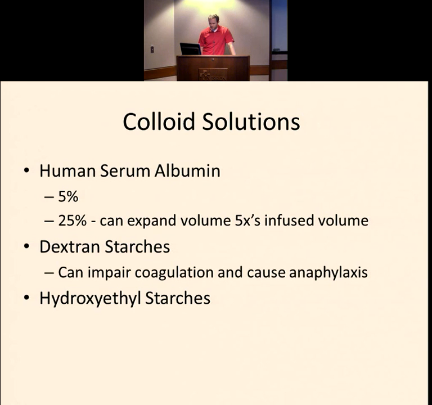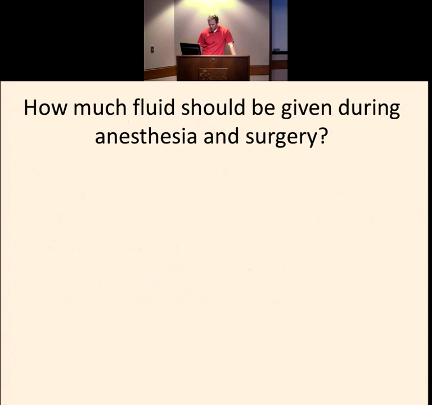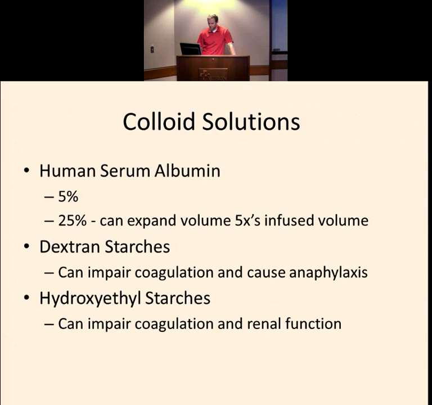And then hydroxyethyl starches or Hespans have also been found to cause coagulation problems and impair renal function. But some of that depends on where you look in the research. But per your textbook, dextran starches and hydroxyethyl starches both cause coagulation problems and renal function problems. Well, anaphylaxis from dextran, renal function from the Hespan. All right, so those were crystalloid versus colloid. The different types that we have, different uses, what they're composed of, things to think about when using them.